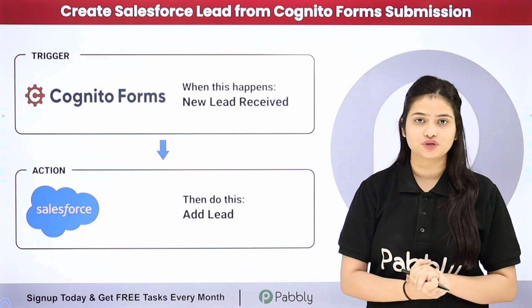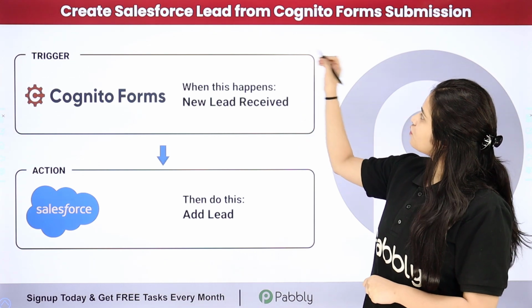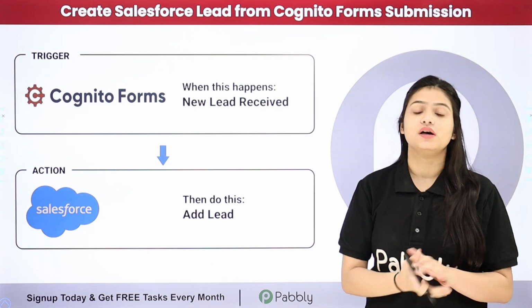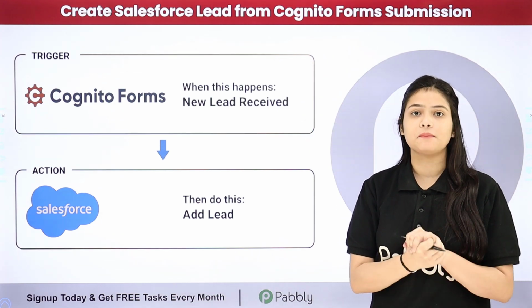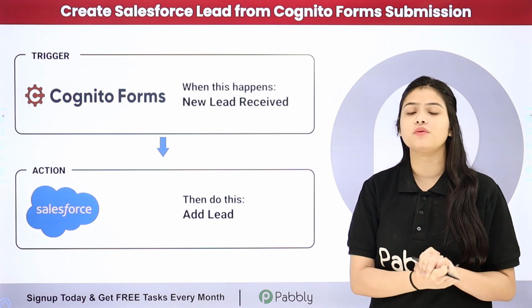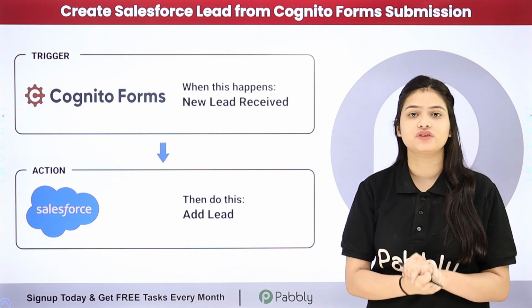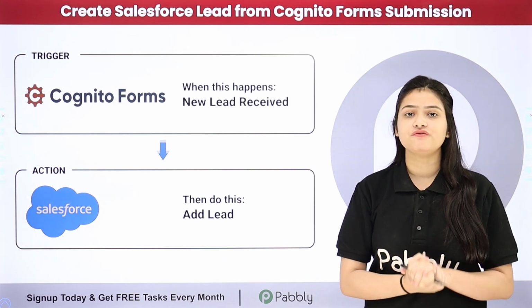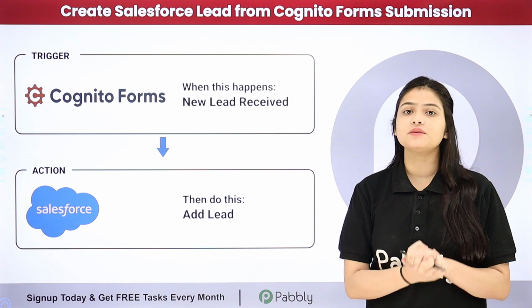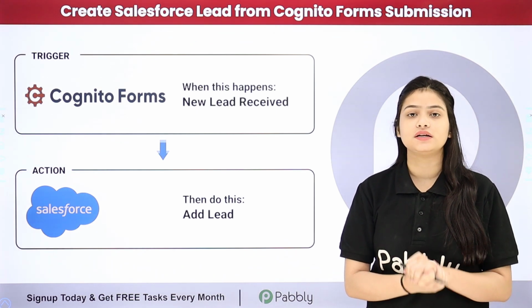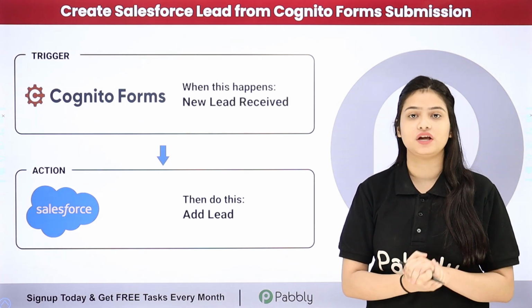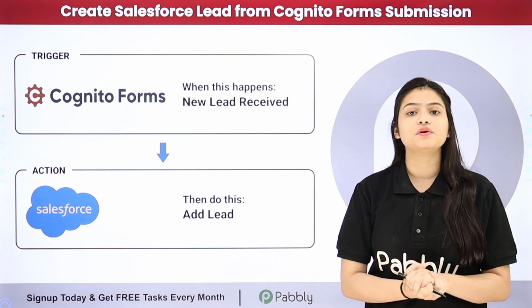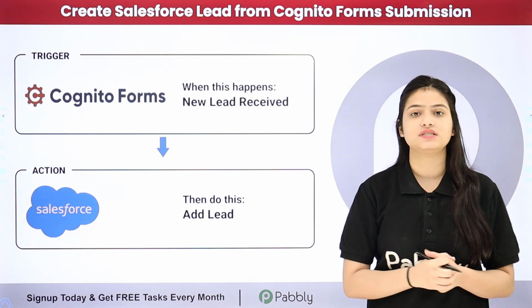In this video, we are going to learn how to create a Salesforce lead from a Cognito Forms submission. So I'm managing a restaurant chain, and I'm managing all the leads and the inquiries for my business with the help of a form which I have created with the help of Cognito Forms. So I have created a separate inquiry form, and my objective is that as soon as a person submits an inquiry related to the restaurants for bookings or for catering services, that person should automatically be added in my Salesforce CRM account.